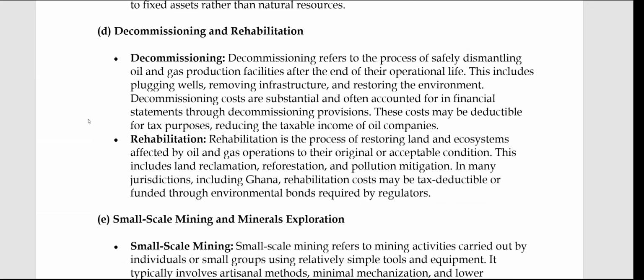Decommissioning and rehabilitation. Now, decommissioning refers to the process of safely dismantling oil and gas production facilities after the end of their operational life. This includes plugging wells, removing water, and restoring the site.